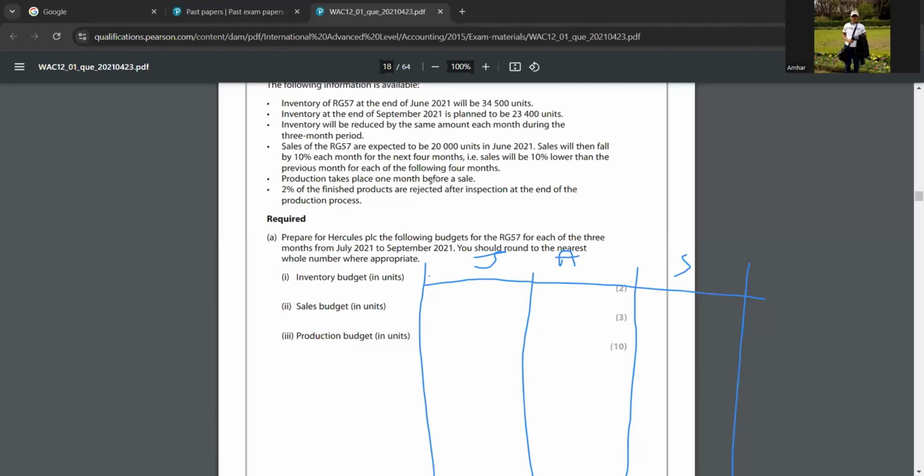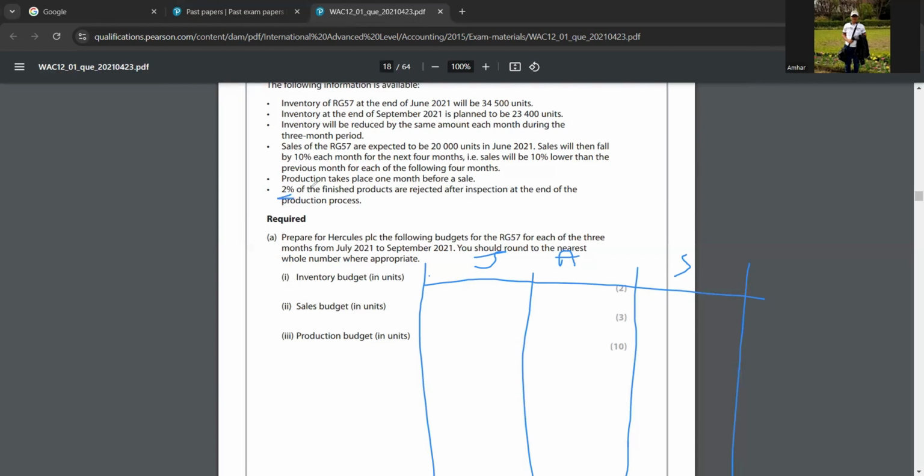Okay. Look at the question. Third one, they're saying, so this sales part we found when we are doing sales budget. Now they are saying production budget. So look at this requirement. They are saying production takes place 1 month before a sale. Okay, 2% of the finished products are rejected after inspection at the end of the production process. So at the end of the production process, after the final value, only 2% of their products have got rejected. So this 2% have to do at last.